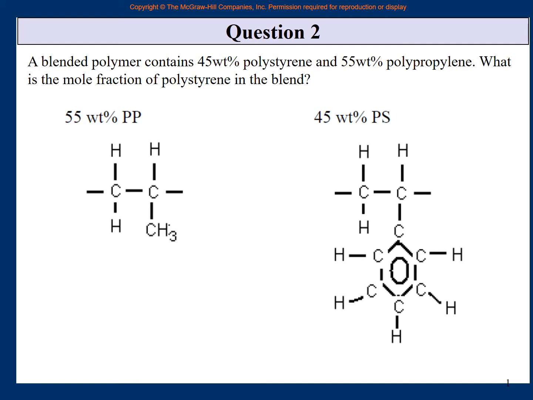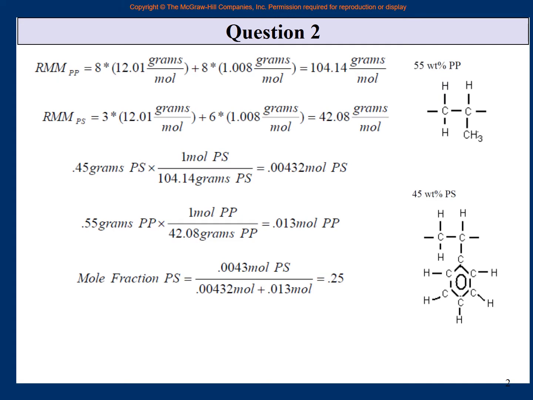So let us see, the solution now is a very simple one. And as I said, this is exactly on the pattern that we have already done as a solved problem in the class. So the molecular mass for polypropylene, 8 into 12, and 8 into 1, 104, right, and so on.